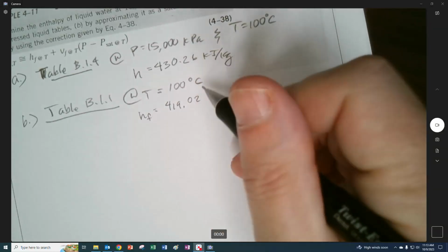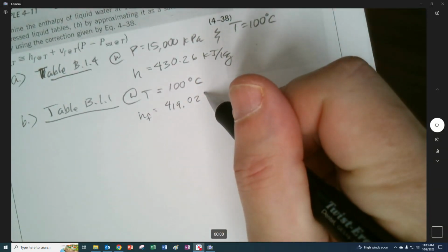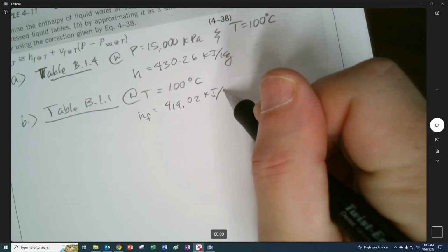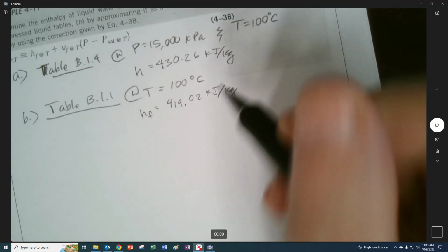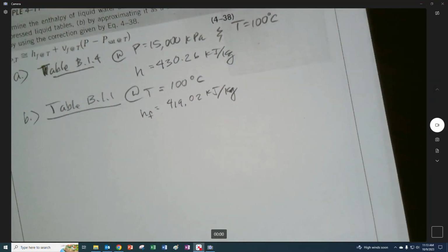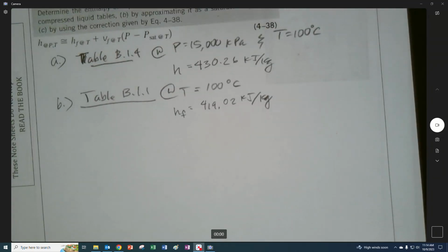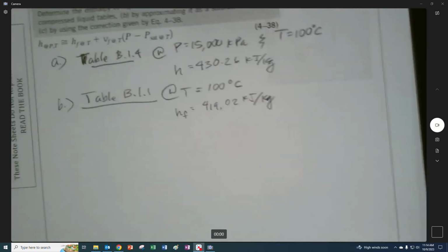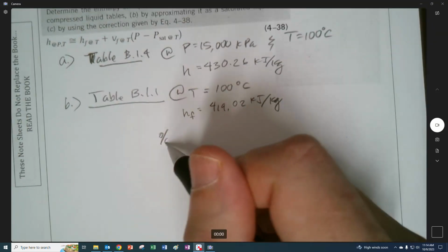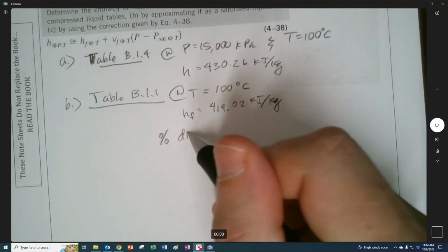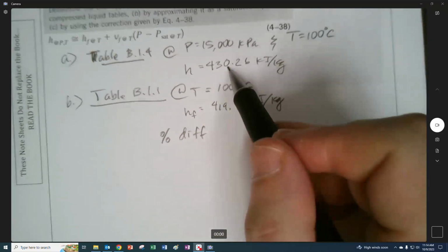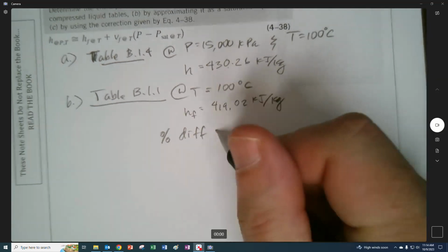It's interesting that this is actually different than what was in the example in Cengel. They have 417.44, so their tables are ever so slightly different. It's interesting. So we should get what the percent difference is here. This is an estimating thing. This is the correct one, and this is what we're using for estimation.